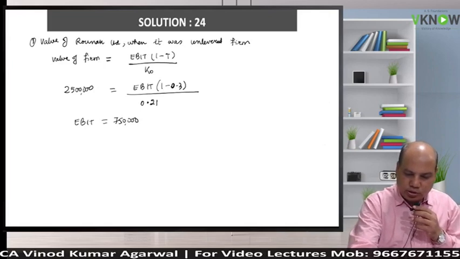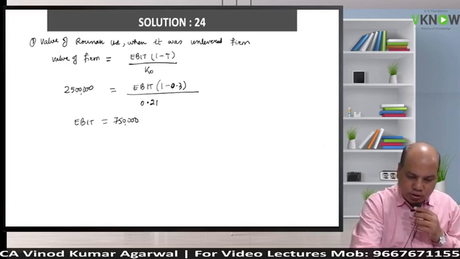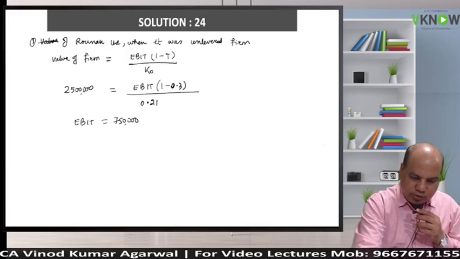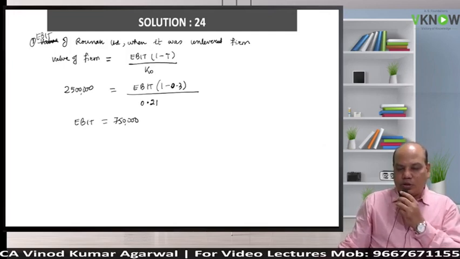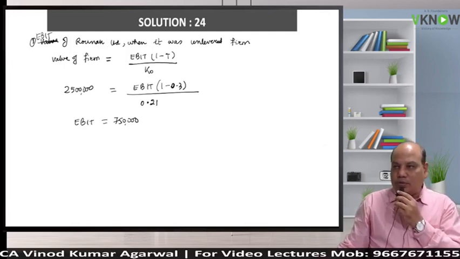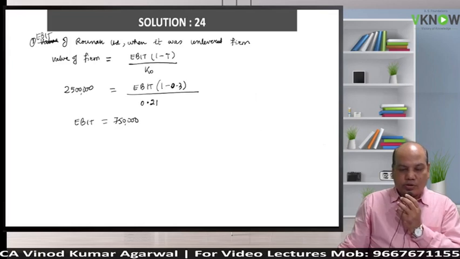We'll just make a small change in the heading. Instead of value, write Calculation of EBIT of Ronak Limited when it was an unlevered firm, because the value of the firm is given.